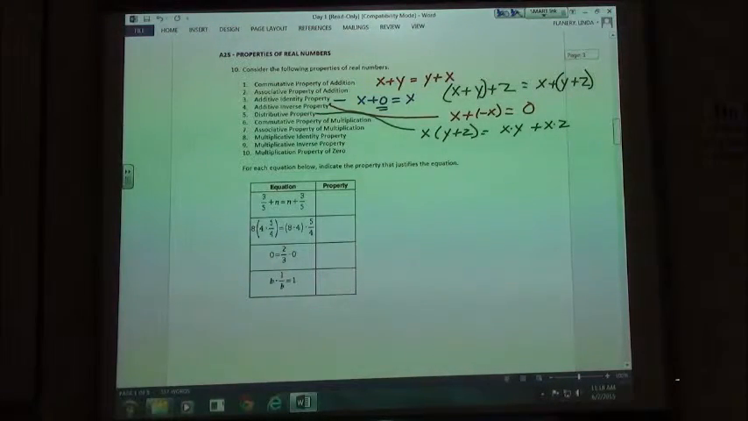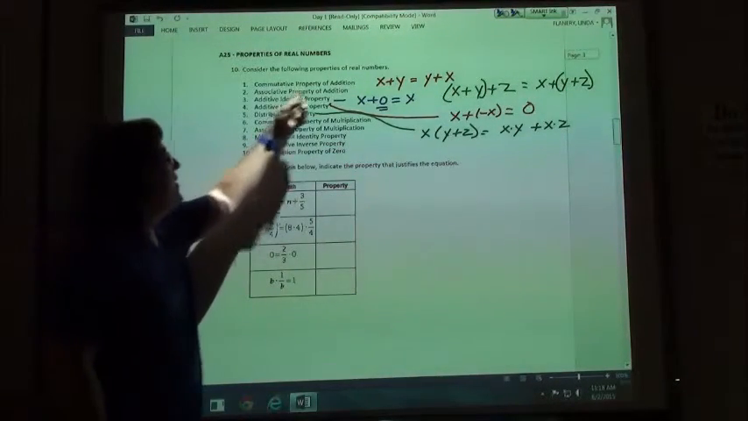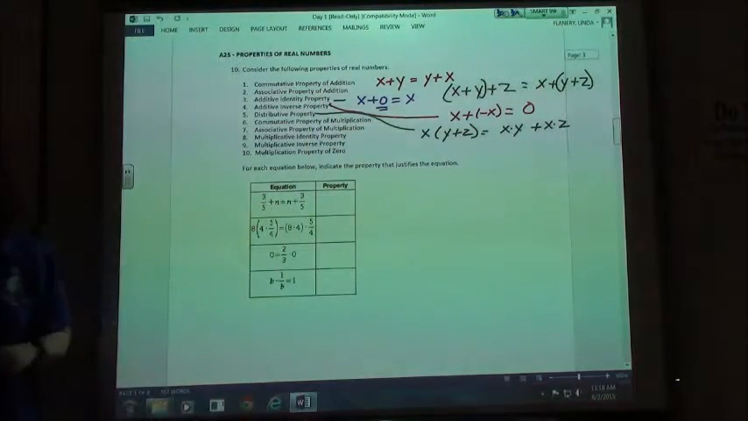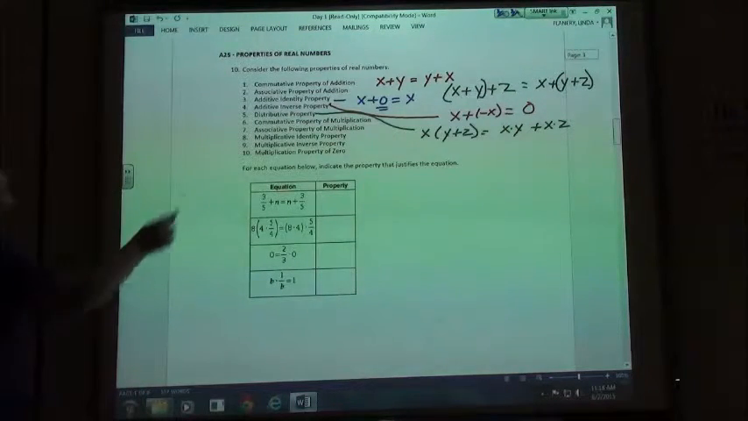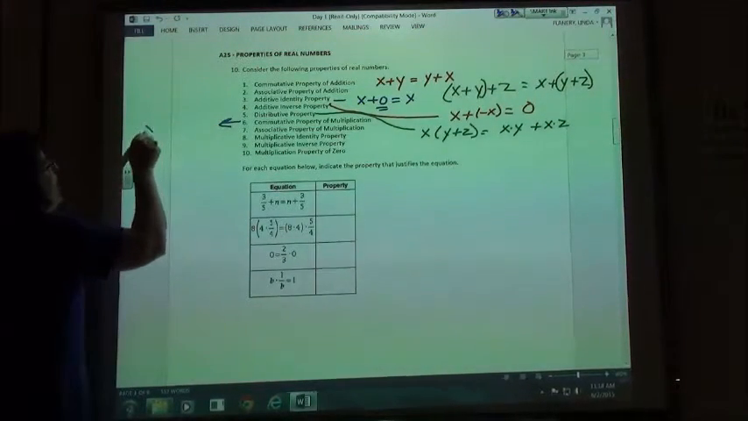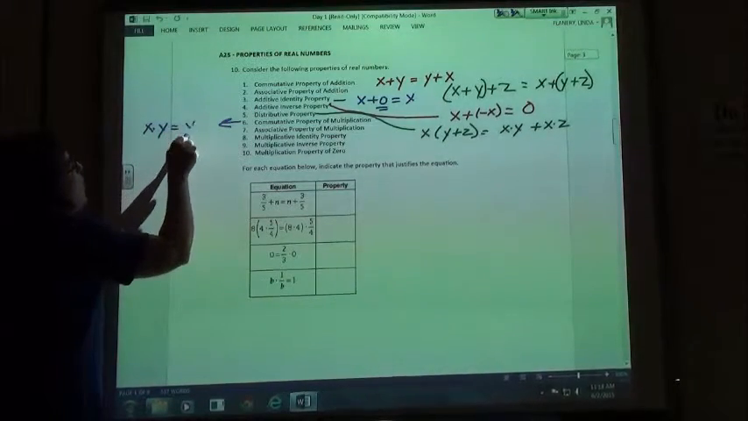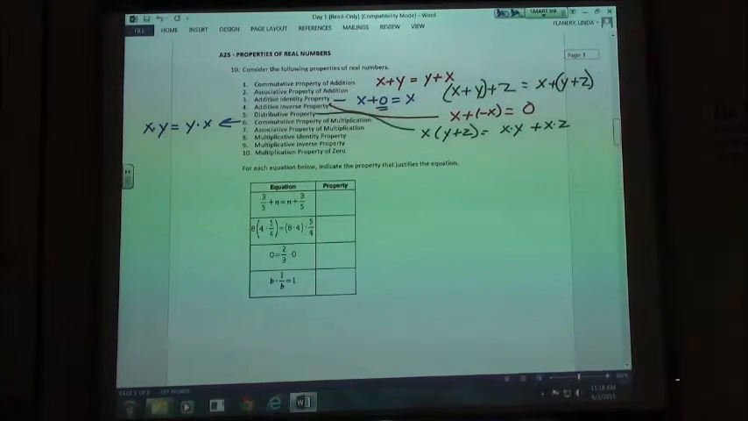Commutative property of multiplication is going to look like the commutative property of addition. So be careful when you're picking that off your list that you're picking the correct one. Am I adding or multiplying? But basically I can change my order. So x times y is going to equal y times x. Again, you really don't need the dot there, but I'm going to put it in there so you remember I multiply.